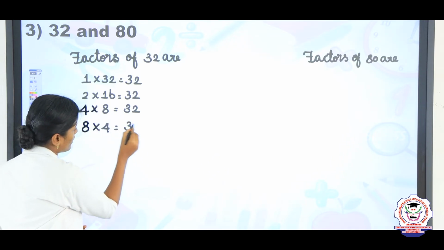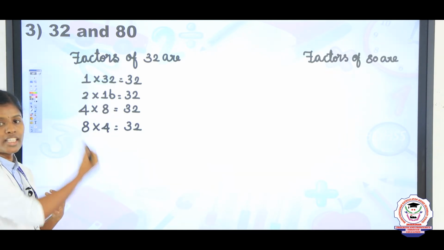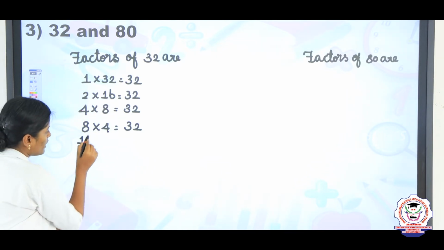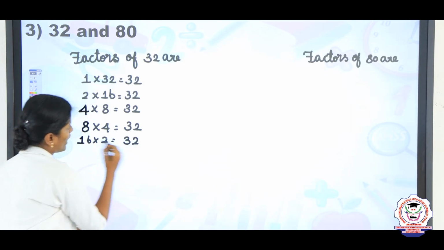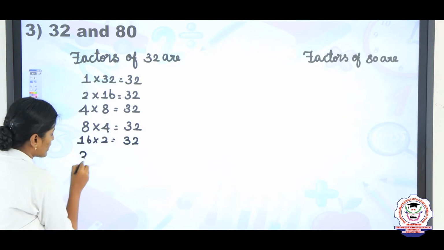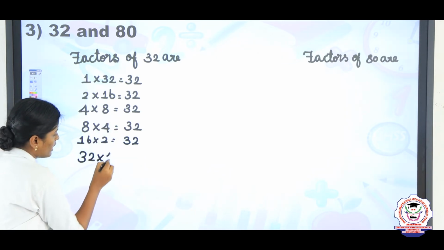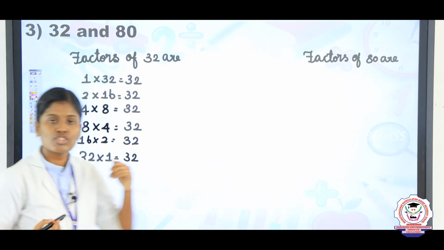8 fours are 32. Next we will take the 16 twos are 32, and next one is 32 ones are 32. Write the factor 32 ones are 32. Next we are going to find the factors of 80.